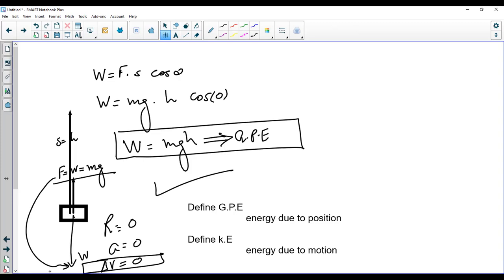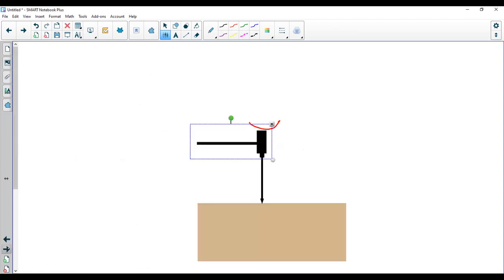So when we are going to work out the kinetic energy, we will keep the change in potential energy 0. And how can we do that? We can do that by throwing an object horizontally.